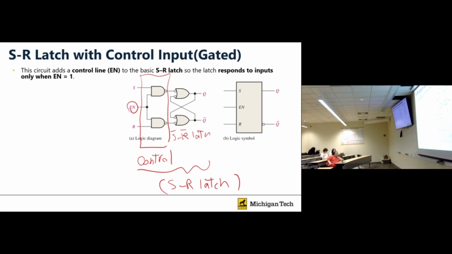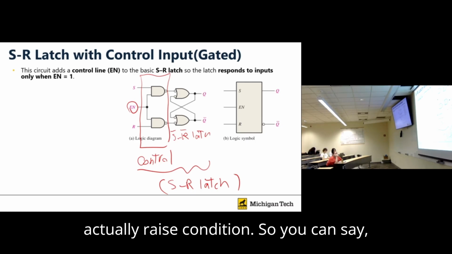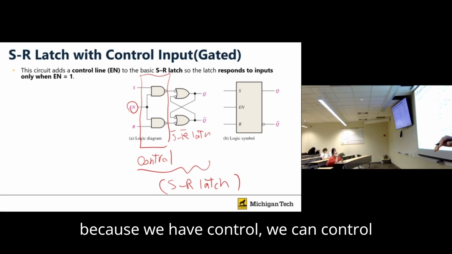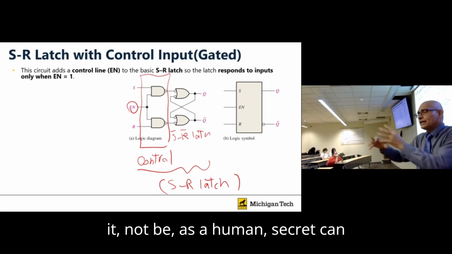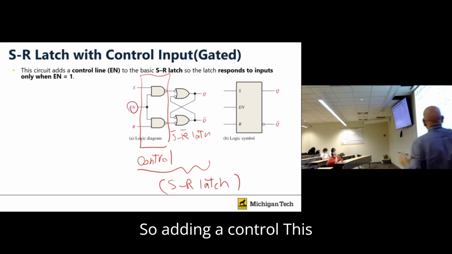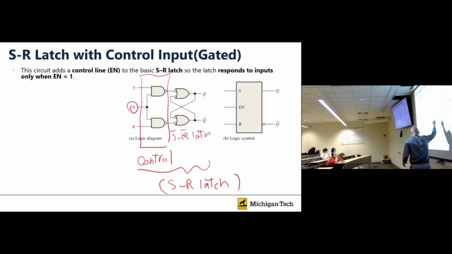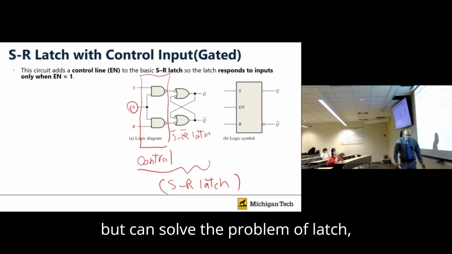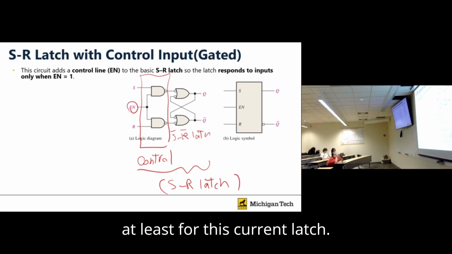Okay, so let's check how this can solve the problem of the race condition. Because we have control, we can control it, not we as humans, the circuit can control it. The circuit can control this enable anytime it wants. So adding a control, this control part is a combinational circuit, but it can solve the problem of the latch, at least for this kind of latch.